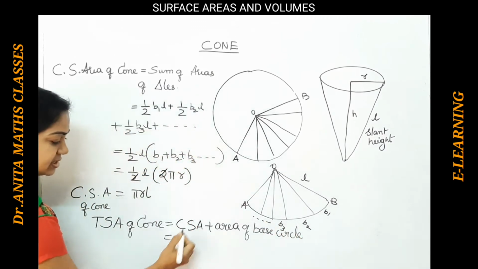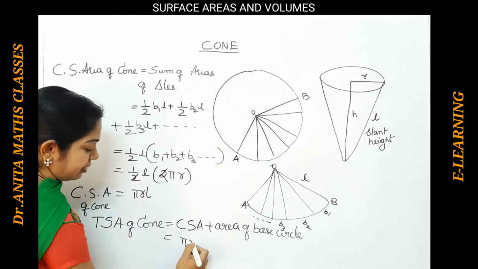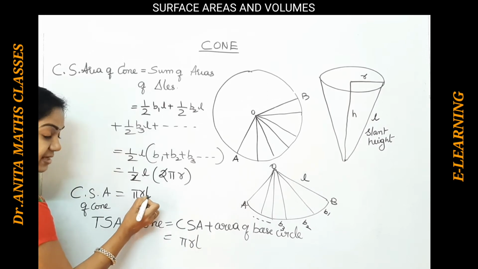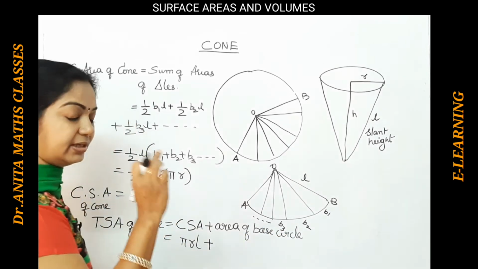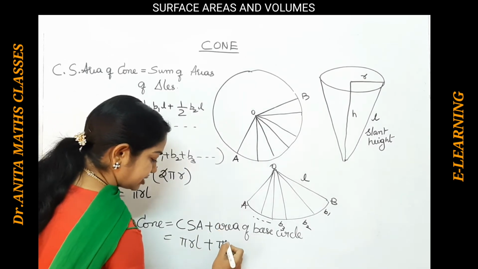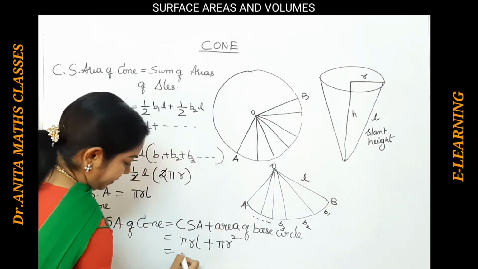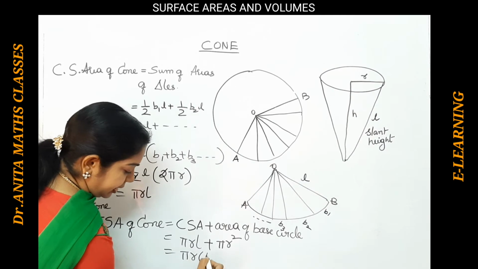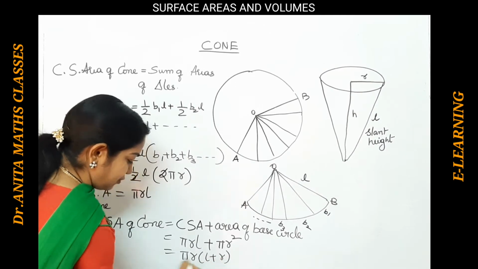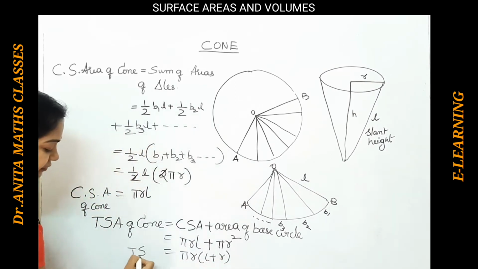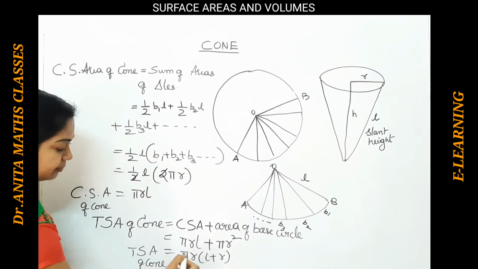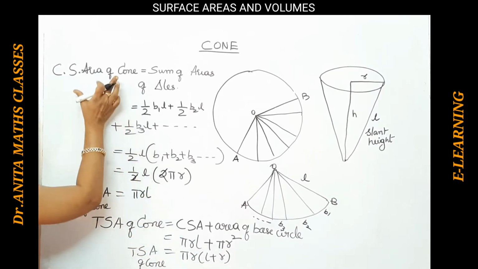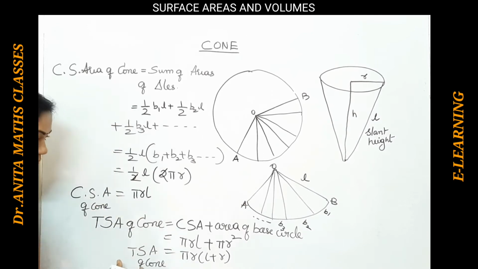Right. So CSA we got as pi r L, where r is the radius and L is the slant height, plus the area of the base circle, just the circle. The area of the circle is nothing but pi r square. So if you take pi r common here, we get pi r times (L plus r). So this forms the total surface area of cone. We got both: the first is the curved surface area, the second one is the total surface area. Please pause it and note the matter.